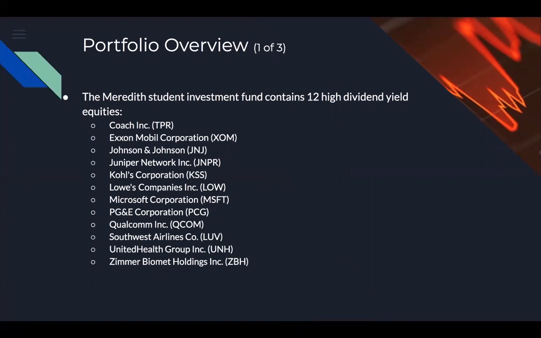So here we have our portfolio overview. We have 12 stocks that make it up. We have Coach, Exxon, Johnson & Johnson, Juniper, Kohl's, Lowe's, Microsoft, PG&E, Qualcomm, Southwest, United Health, and Zimmer.